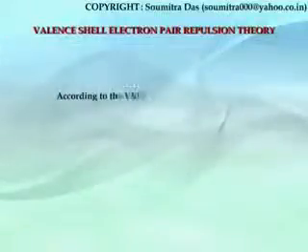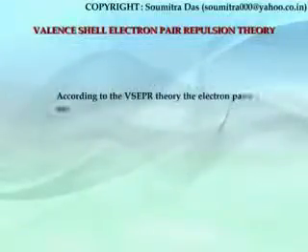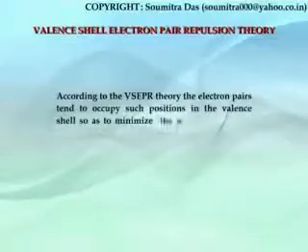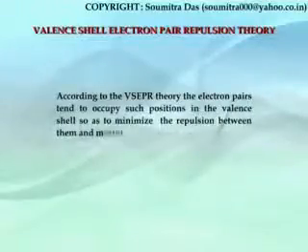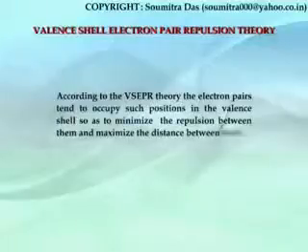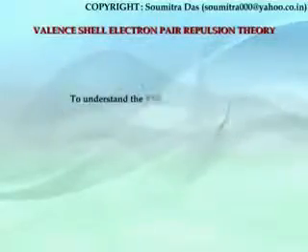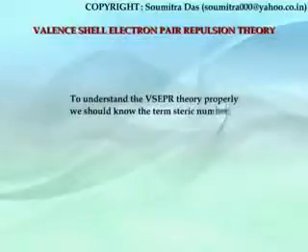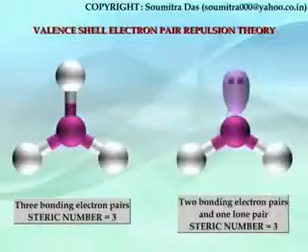According to the VSEPR theory, the electron pairs tend to occupy such positions in the valence shell so as to minimize the repulsion between them and maximize the distance between them. To understand the VSEPR theory properly, we should know the term steric number. Now, what is steric number?